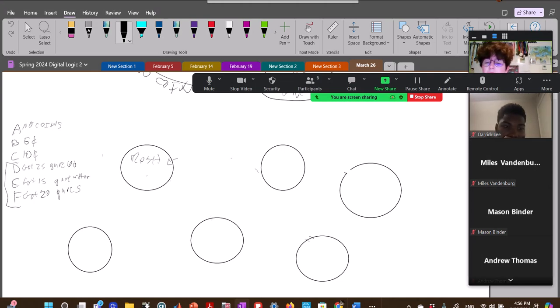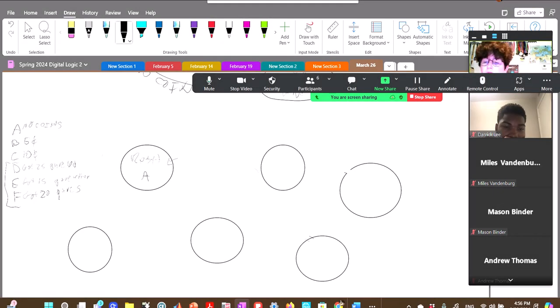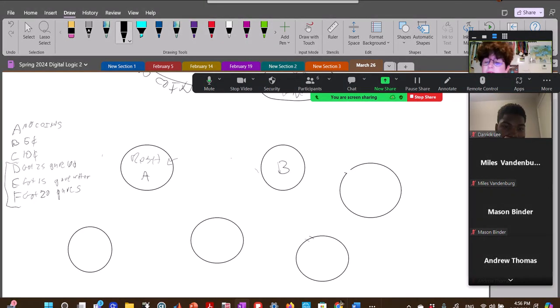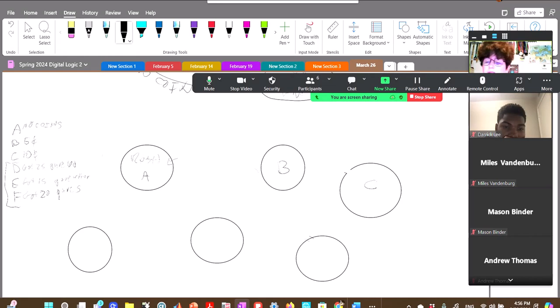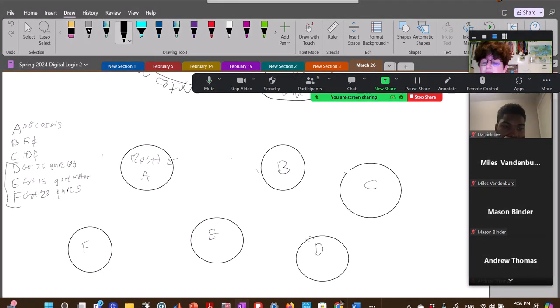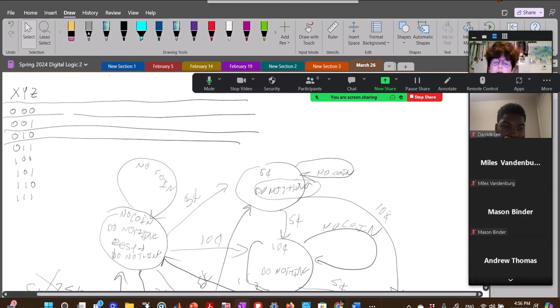Okay, so I'm calling this state A, no coin. State B, I have 5 cents. State C, I have 10 cents. State D, I have 25 cents. State E, I got 15 cents. And state F, I've got 20 cents. And now you need to put on here what your outputs are.